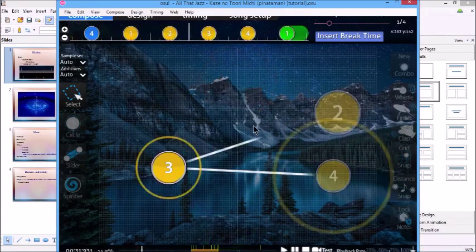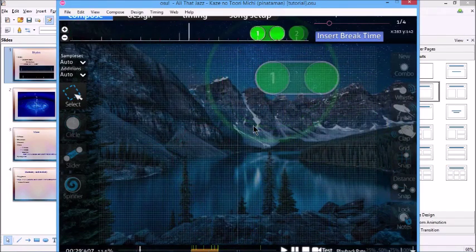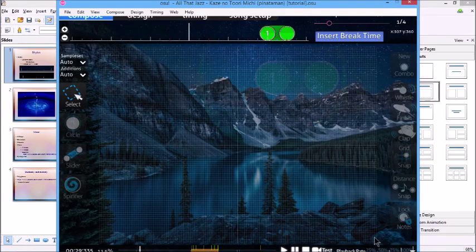Okay, so I'll slow it down because it was a little fast, but there were two syncopations that we have to look for. So slow it down, and let's listen again.